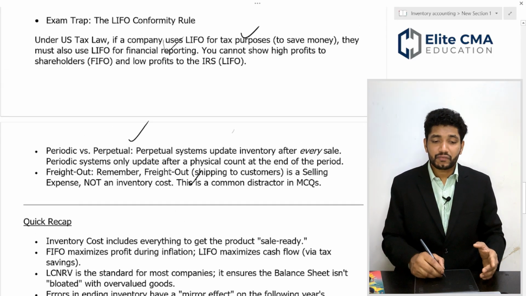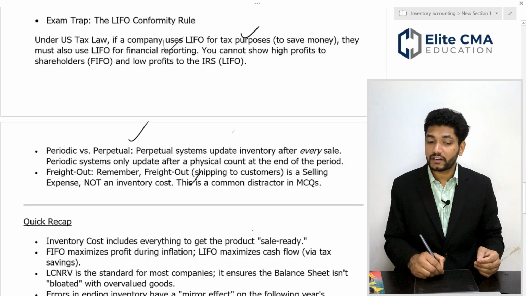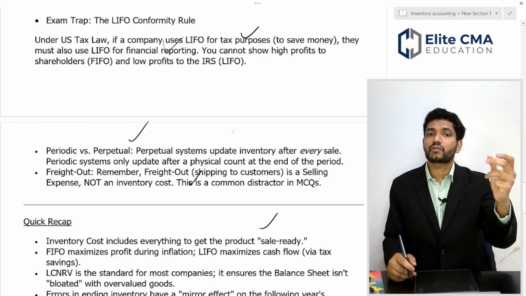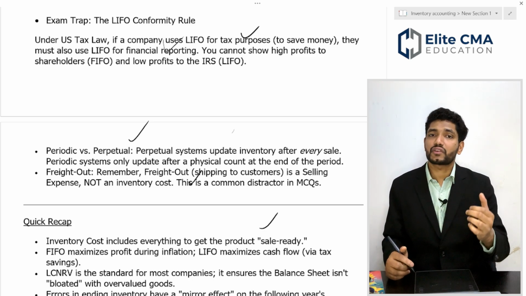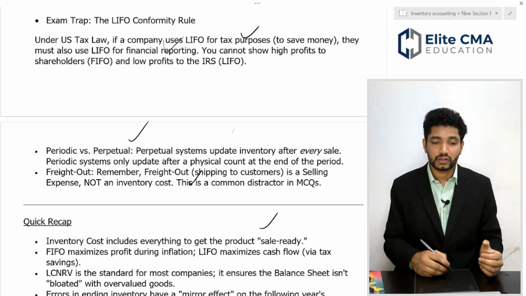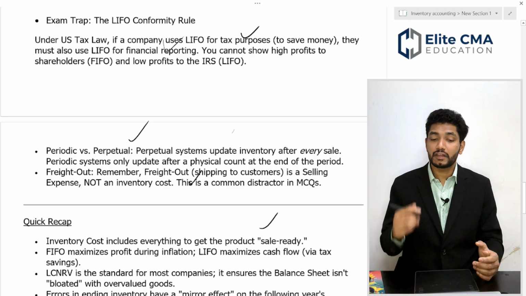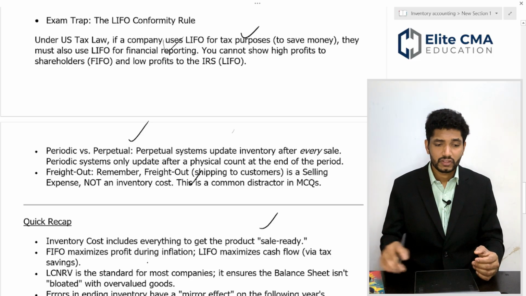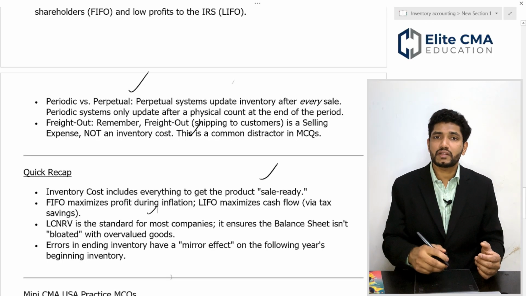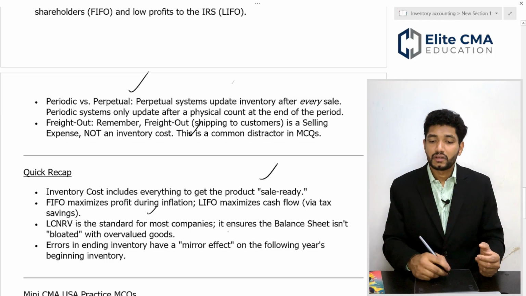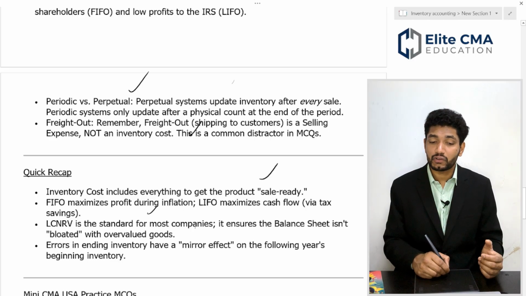So, just a quick summary of what we discussed today. Inventory cost includes everything to get the product sales ready. That means you have to consider your purchase cost, freight in, insurance, handling cost, everything, as inventory cost. Then the key inventory valuation methods, FIFO method and LIFO method. Then the inventory impairment method, lower of cost or net realizable value. It ensures that the balance sheet is not bloated with overvalued goods.